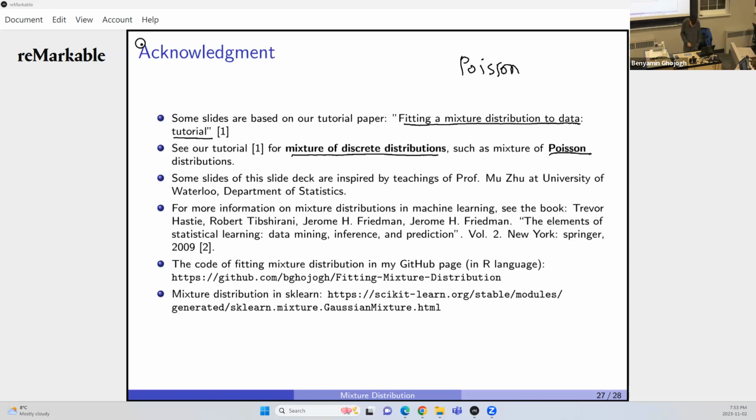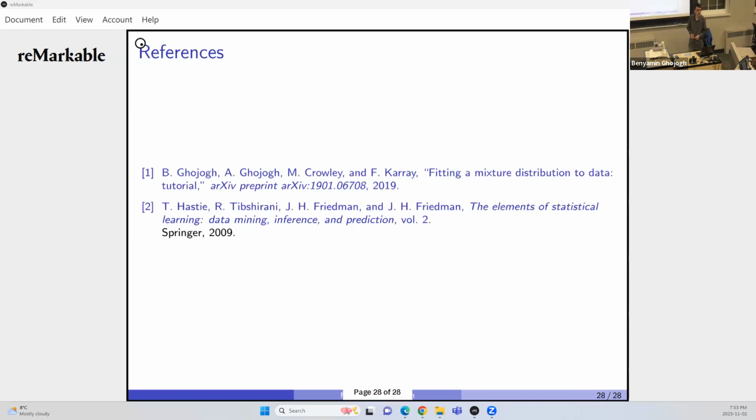Some slides are inspired by the teachings of Professor Mu Zhu at the University of Waterloo Department of Statistics. For more information on mixture distributions in machine learning, you can see the book of Hastie and Tibshirani, Elements of Statistical Learning. The code of fitting a mixture distribution is this in GitHub. Also, scikit-learn has GMM, Gaussian mixture model, so you don't need to implement it. You can use it by a library, scikit-learn, or sklearn, whatever we call it. And these are the references. Any question? No? Let's go to the next topic.